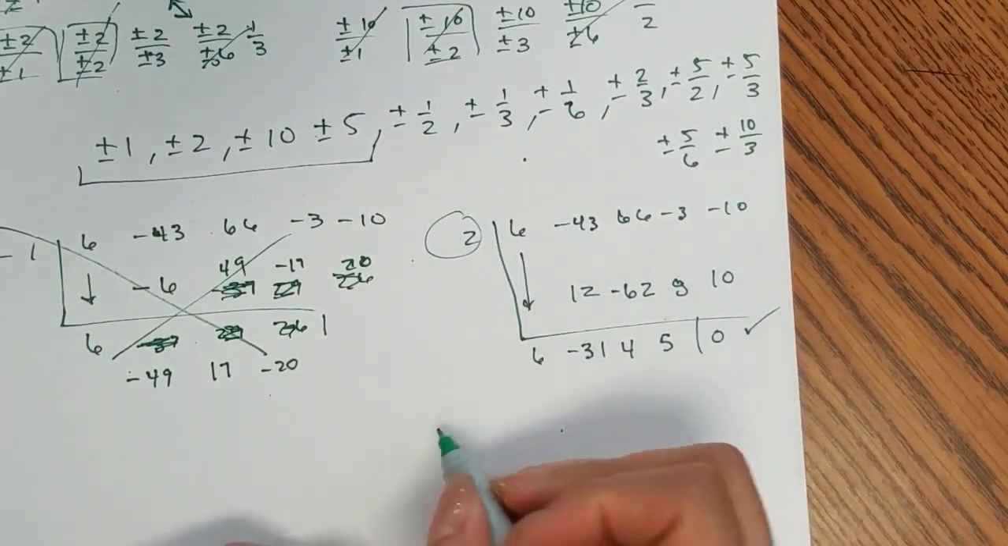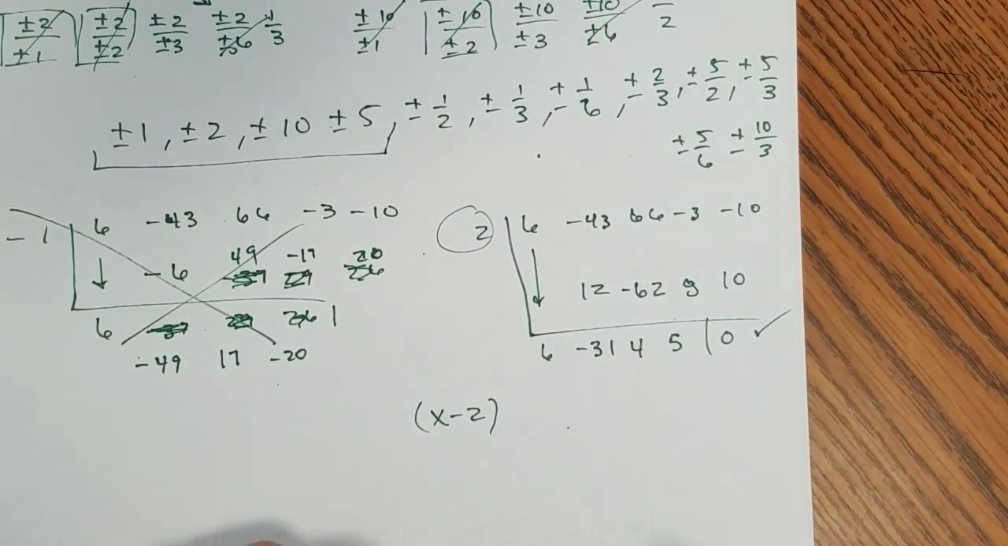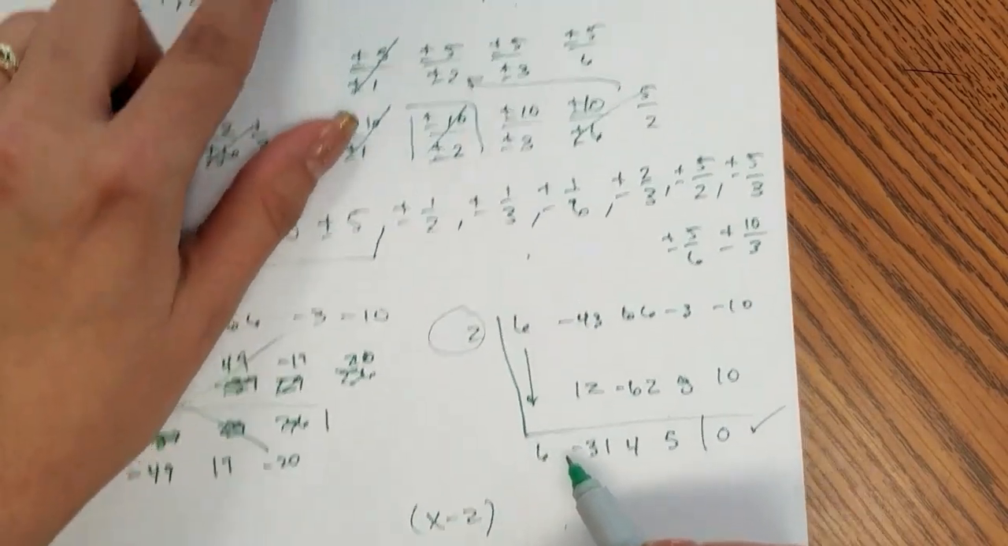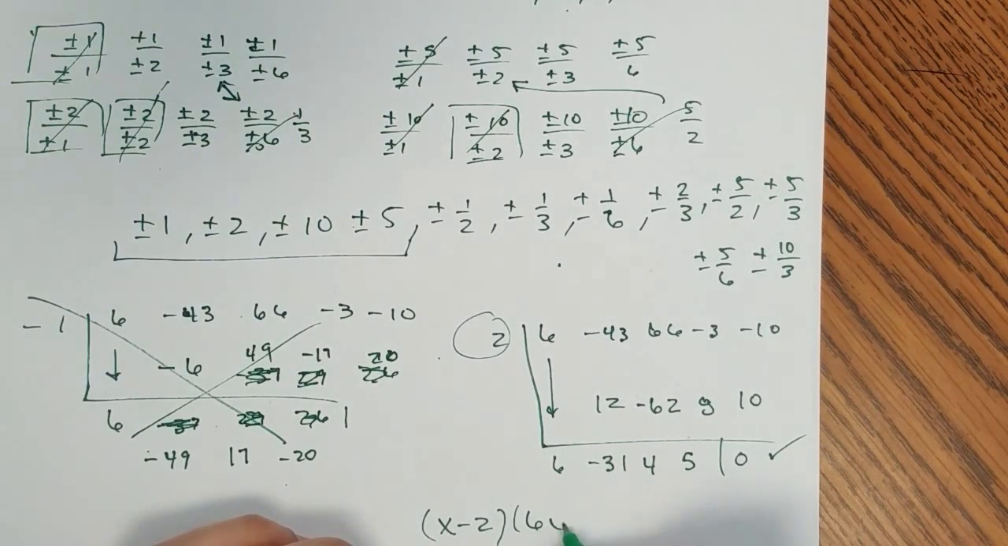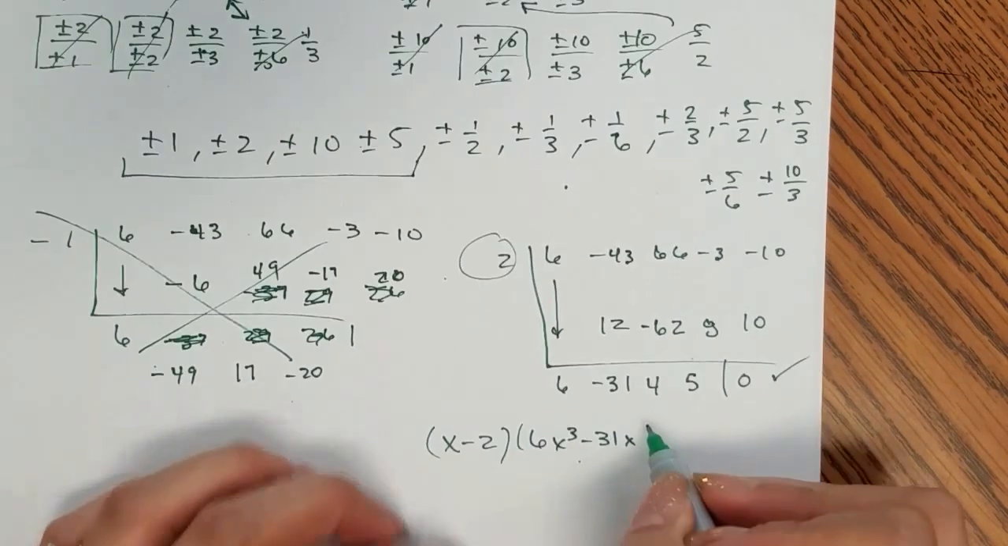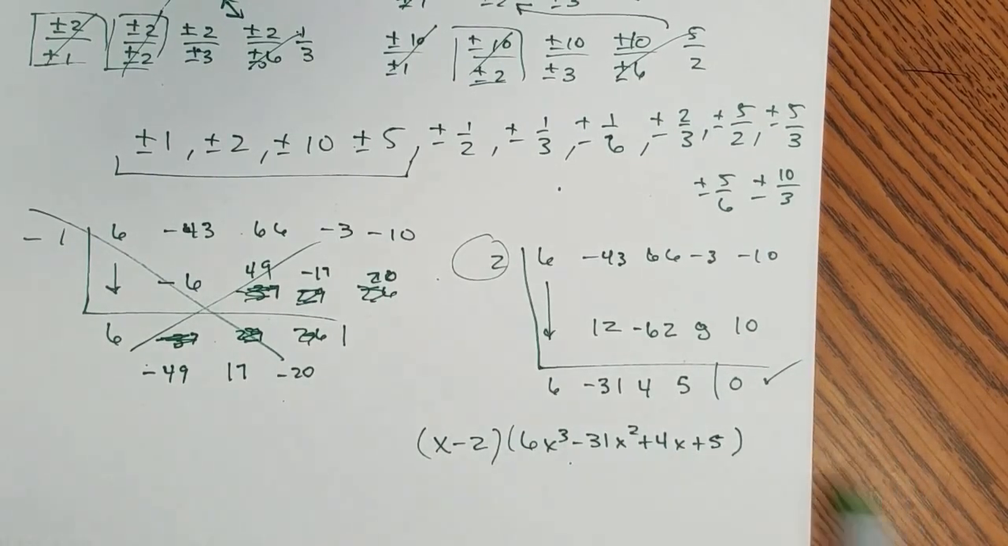So this is going to be your first factor, x minus 2. Remember that we changed the sign when we're up here. And this comes down one exponent. We started at x to the 4th, so this is going to be 6x cubed minus 31x squared plus 4x plus 5. This is still no bueno. We want to try to factor it as much as possible. So let's see if we can do grouping here. No, because nothing's going to factor from 31.